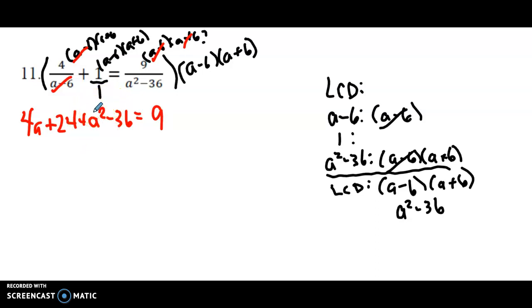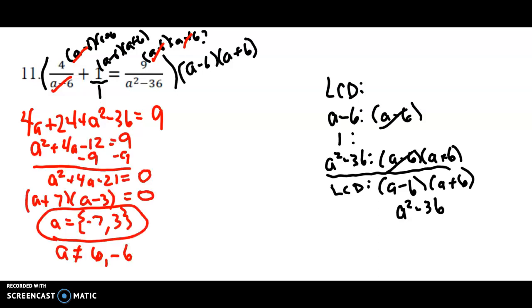All right, what I see here is a squared variable, which means we are going to have to factor to find our answers. I would like you to go ahead and pause the video and solve this equation for a. Check your excluded values and see if all of our answers will work. Okay, when I solved this, I got a can equal -7 or +3. The excluded values were +6 and -6. None of those applied to my answer, so my answer is both -7 and +3.